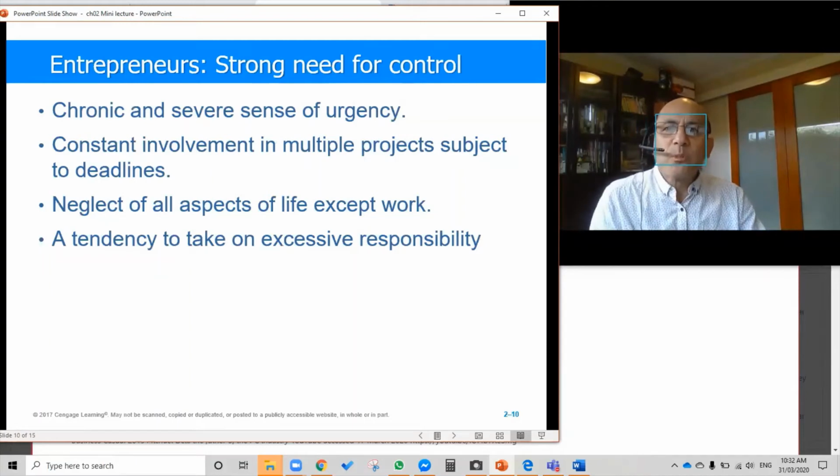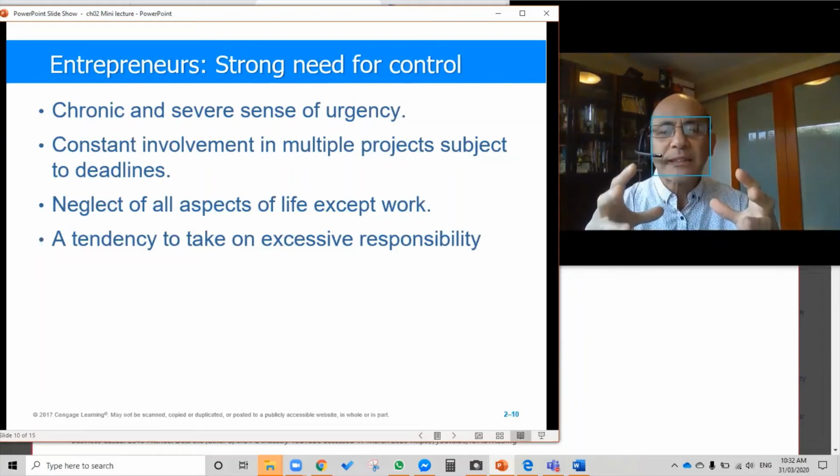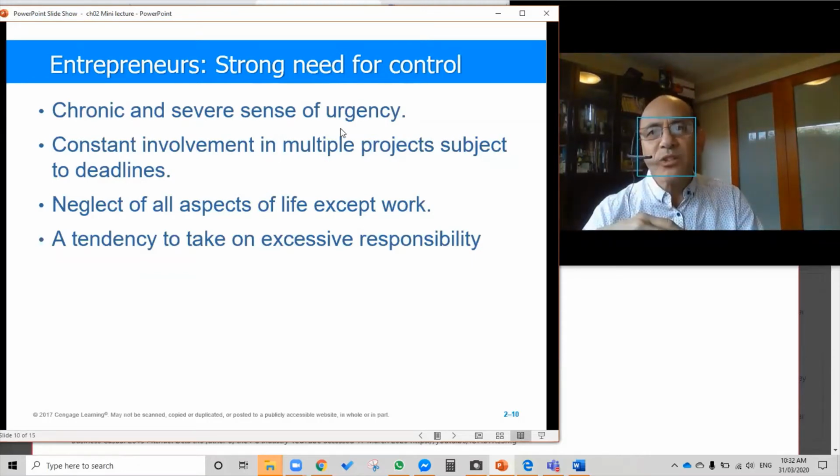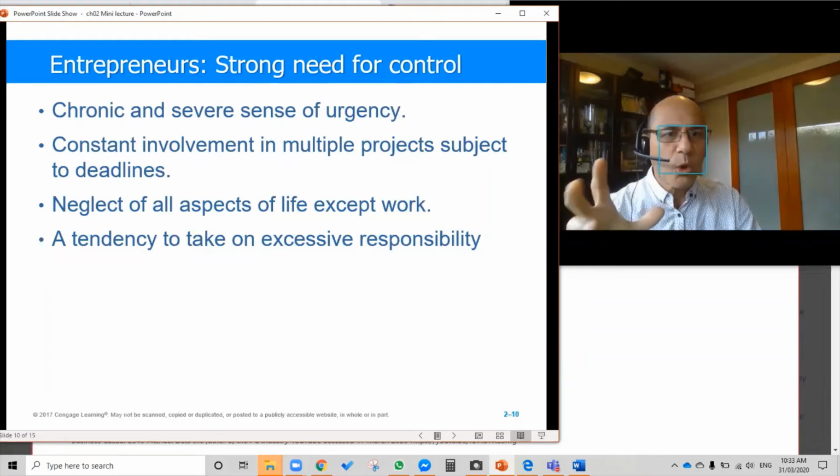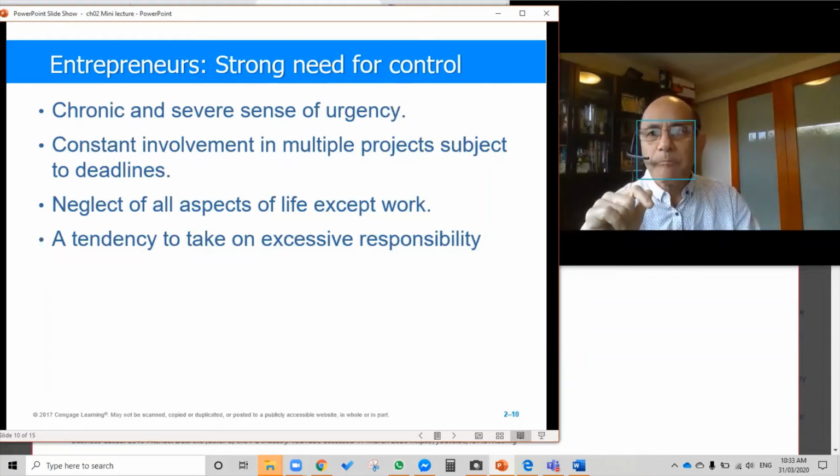All right, so one thing with entrepreneurs also is that they have a strong need for control. In other words, they're a bit of a control freak. They always want to make sure that things are according to what they planned. There's also a chronic and severe sense of urgency. You're always in a hurry. You want things right away, because that's basically the essence of being an entrepreneur. There's constant involvement in multiple projects subject to deadlines. In other words, you are a multitasker. You could have one or two projects going on at the same time, and you want things done in a certain way for each of these projects. So you can imagine the pressure of being an entrepreneur.